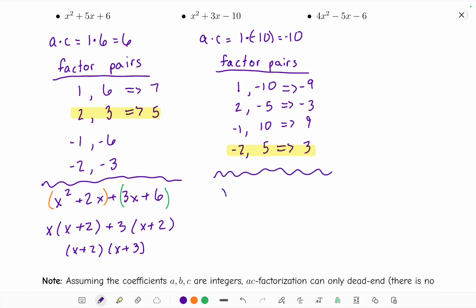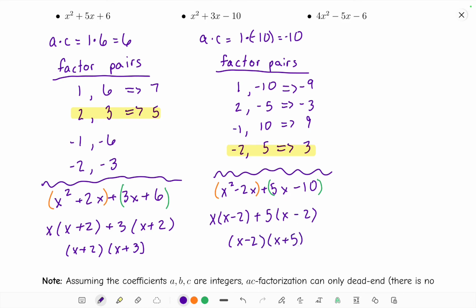So then it becomes x squared minus 2x plus 5x minus 10. And again, that's because negative 2x plus 5x gives us the positive 3x. Okay, grouping x squared minus 2x together, and then 5x minus 10 together. X squared minus 2x, well, they have an x in common. Then we get x minus 2. 5x minus 10 has a 5 in common, and then we also get x minus 2. So then we can factor out the x minus 2, and then we're left over with x plus 5.